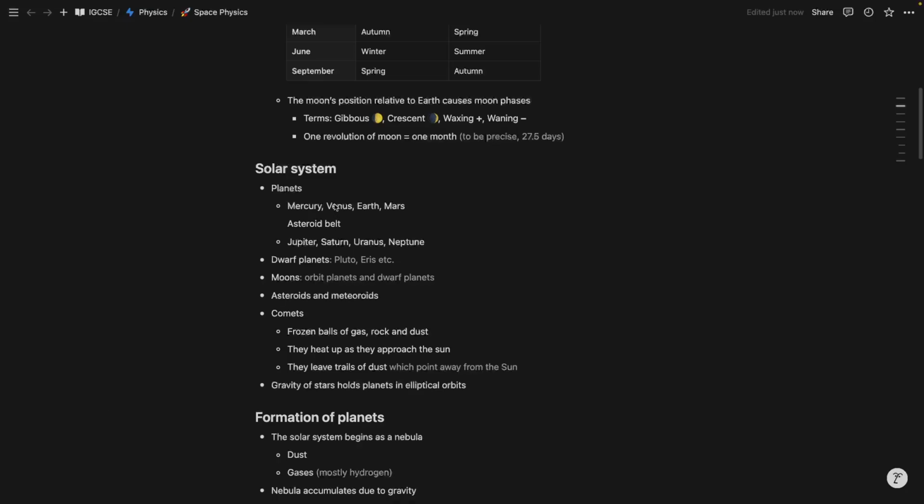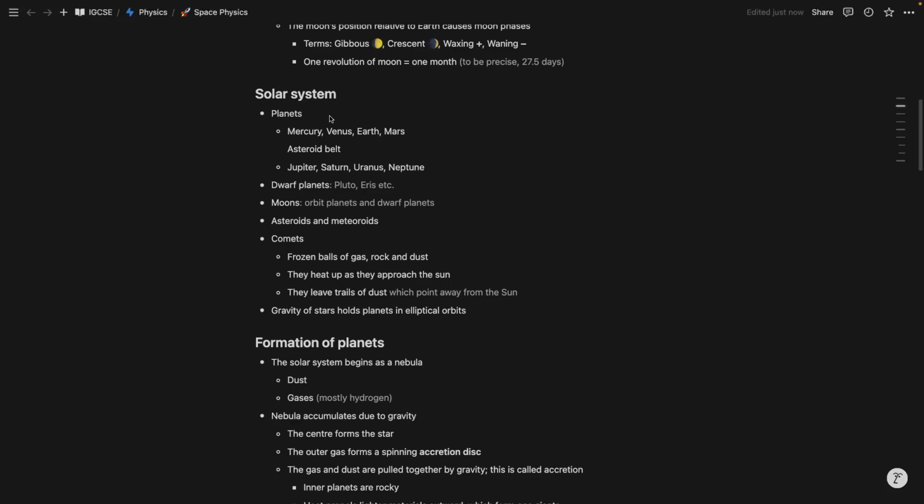Yes. So moving on, the solar system. It consists of planets, and then you have your asteroid belt, and then you have your outer gas giants. So Mercury, Venus, Earth, Mars. Then you have the asteroid belt. Then you have Jupiter, Saturn, Uranus, and Neptune. Dwarf planets are usually located beyond Neptune. So examples are Pluto, Eris, etc. You don't need to remember the name of Eris, but you need to know about Pluto.